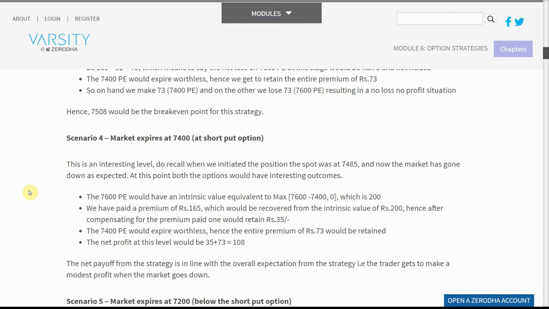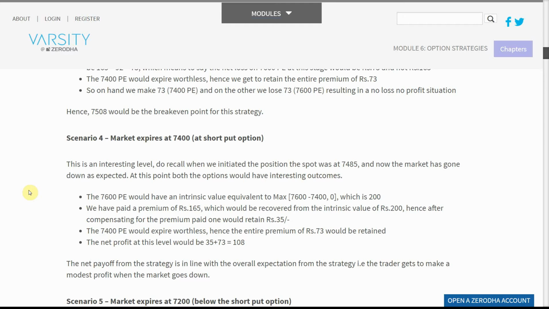Scenario 4, market expires at 7,400, at the short put option. This is an interesting level. Do recall when we initiated the position, the spot was at 7,485. And now the market has gone down as expected. At this point, both the options would have interesting outcomes.